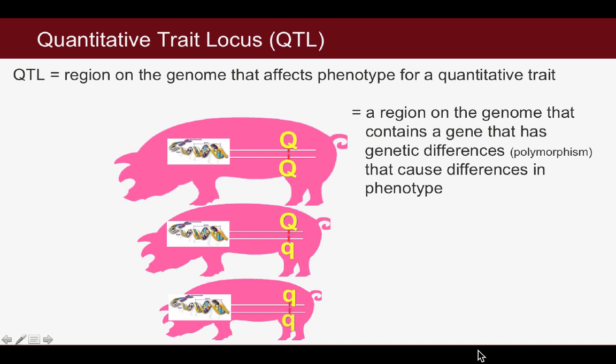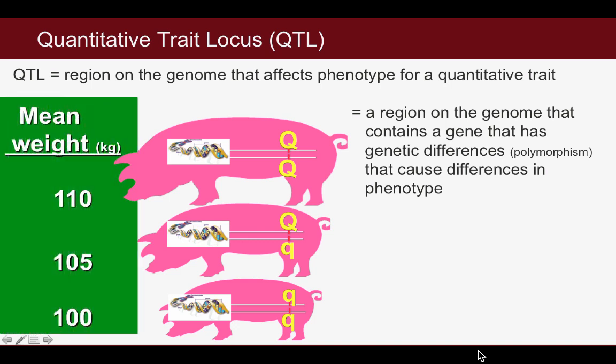for the quantitative trait. For example, if we obtain the genotypes for a genetic marker on a group of pigs, and we find that pigs that have the big Q genotype have a higher average weight than pigs with the big Q little q or the little q genotype, then we conclude that this genetic marker is associated with phenotype for this quantitative trait. We can, however, not conclude that this specific marker, polymorphism, is causative, that it actually causes the change in weight.